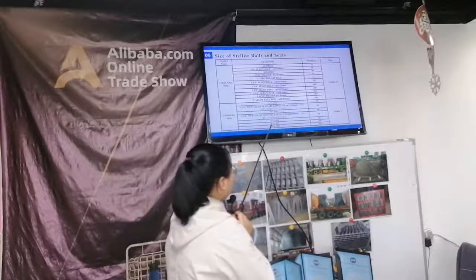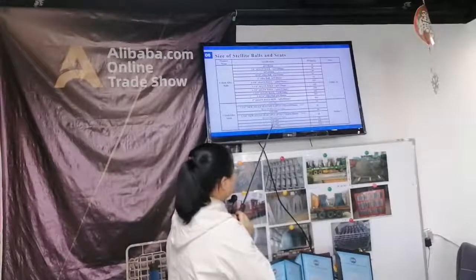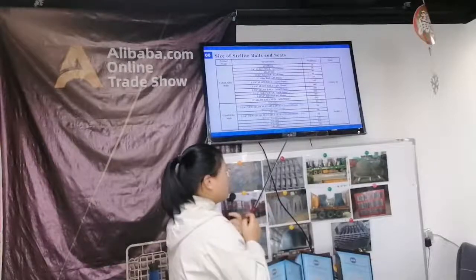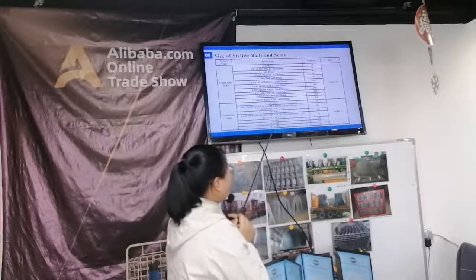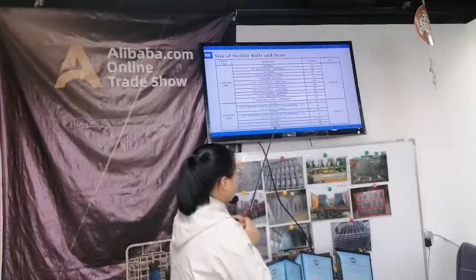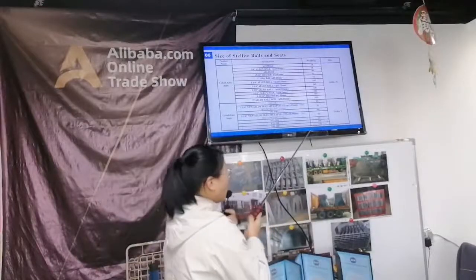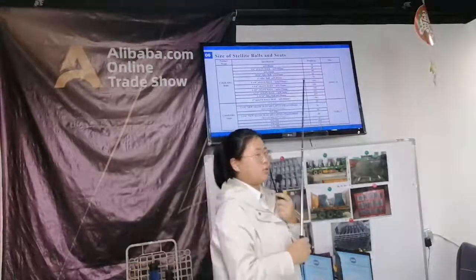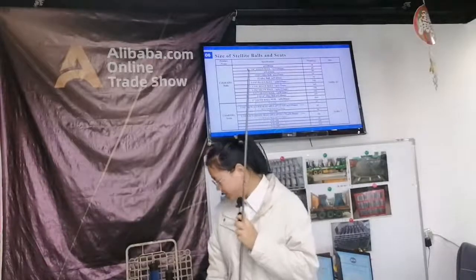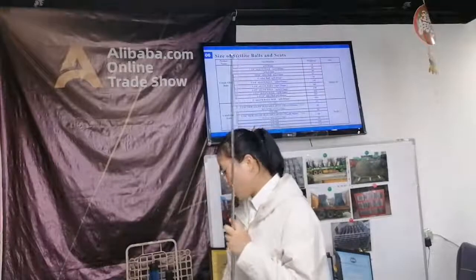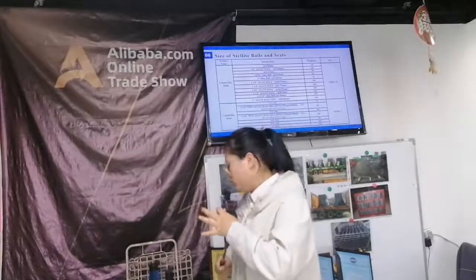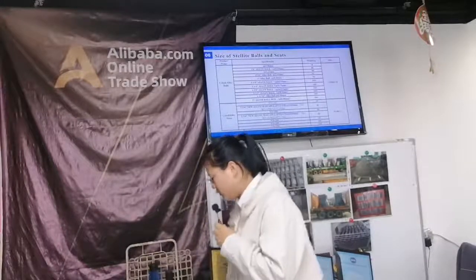For weight 11 to 225, the unit weight is 100 grams. For weight 11 to 250, the unit weight is 126 grams. The material is C93 or A3. Next, I would like to show some samples for you.